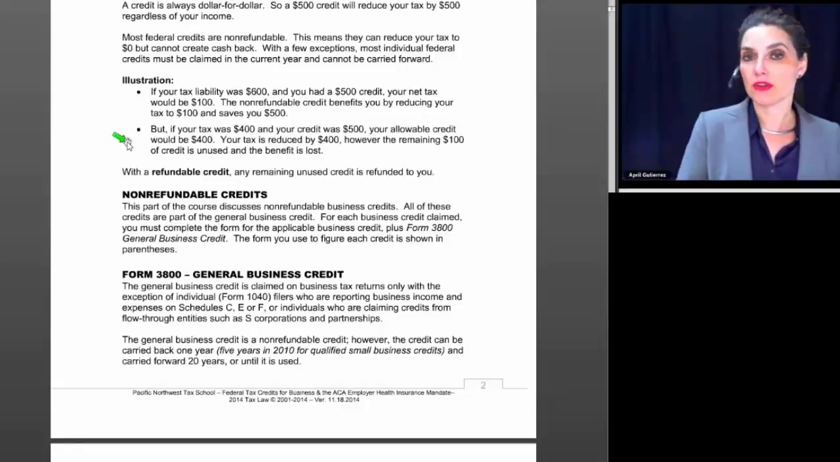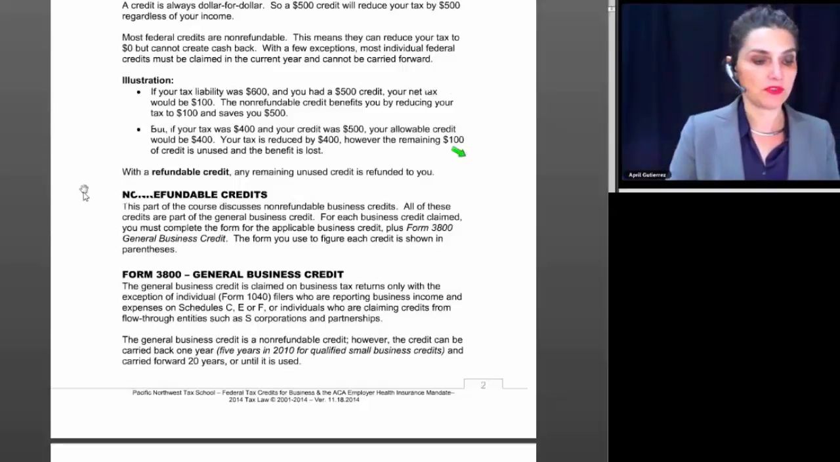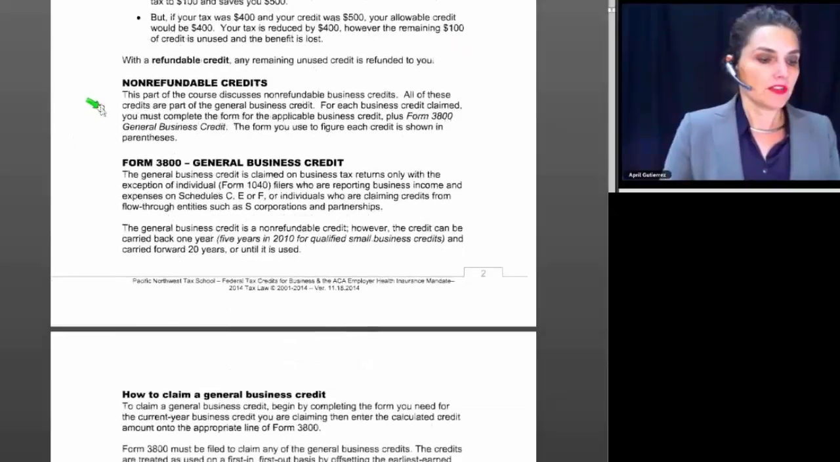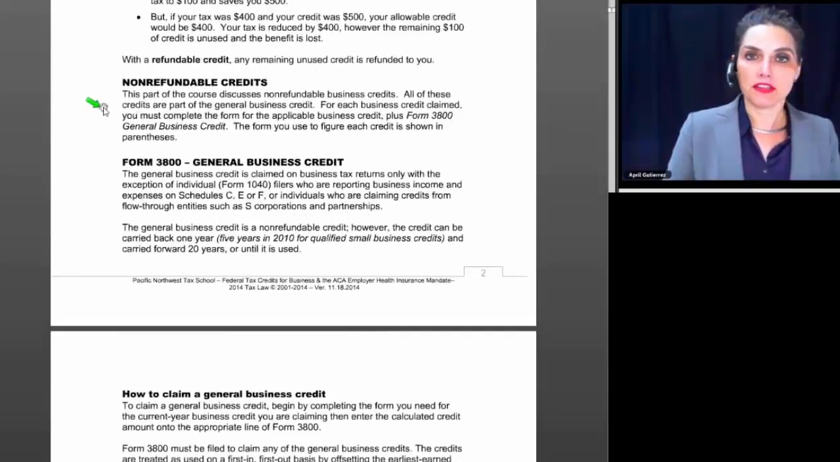actually allow for a carry back and then a carry forward. So that $100 could potentially work for you in the future. So non-refundable credits typically do not allow for any kind of benefit other than potentially a carry forward, or they're lost, but refundable credits do allow you to receive a refund back if you were not able to use the credit to offset all of your tax.